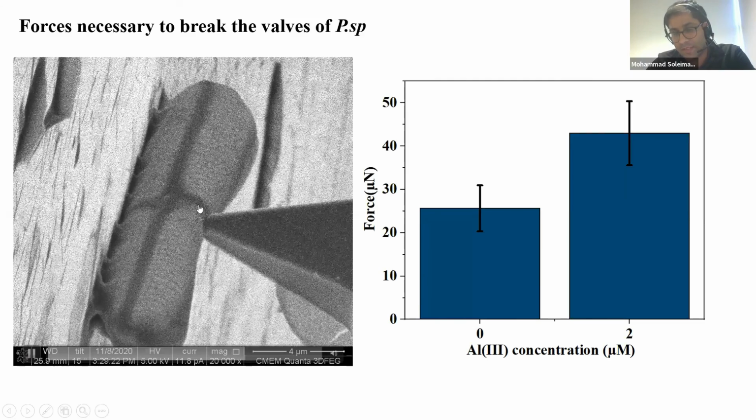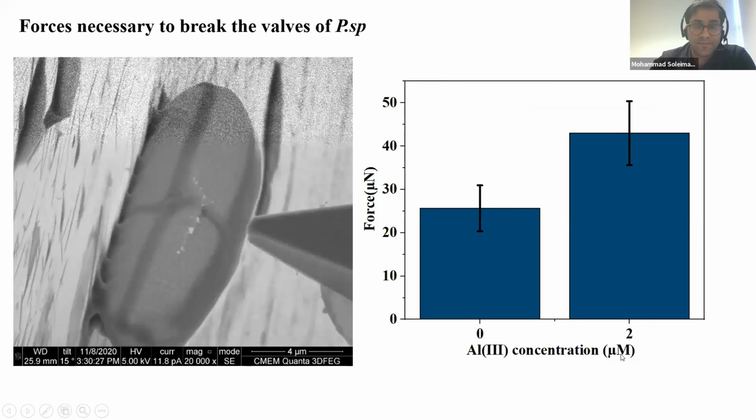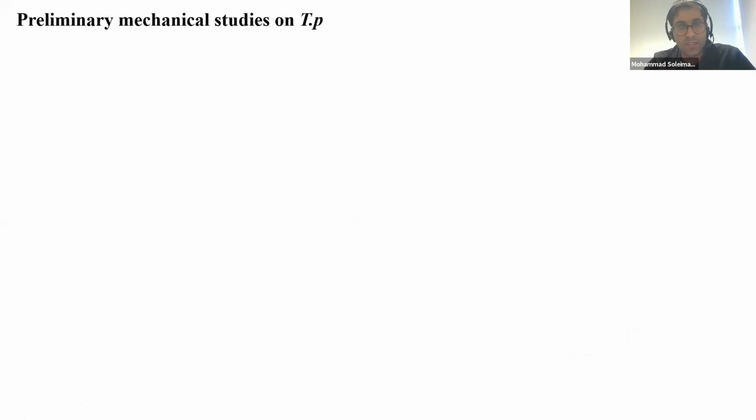In this case, you can see it here. We saw a difference in the sample with and without aluminium. And as you can see, the fracture took place throughout the central nodule and the porous area. And this one is an indication of the thickness and the pore size as well.